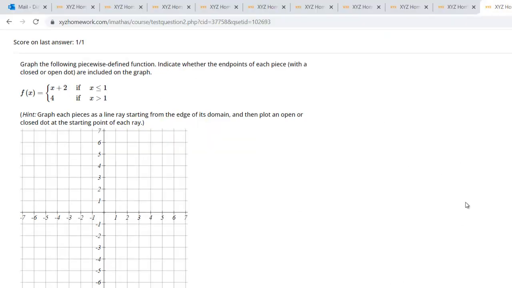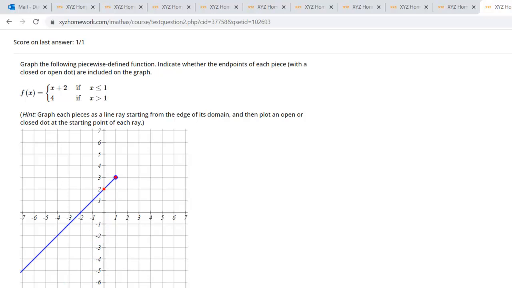Now, taking a look at the problem in XYZ homework, I want to graph. So remember our ordered pair points from the previous x y chart. At the point 1, 3, I'm going to make a closed circle. Next, I'm going to grab my line tool. I'm going to click it on that actual point. And through that point, I'm going to grab the next point, which is 0, 2. And I'm going to set that in.